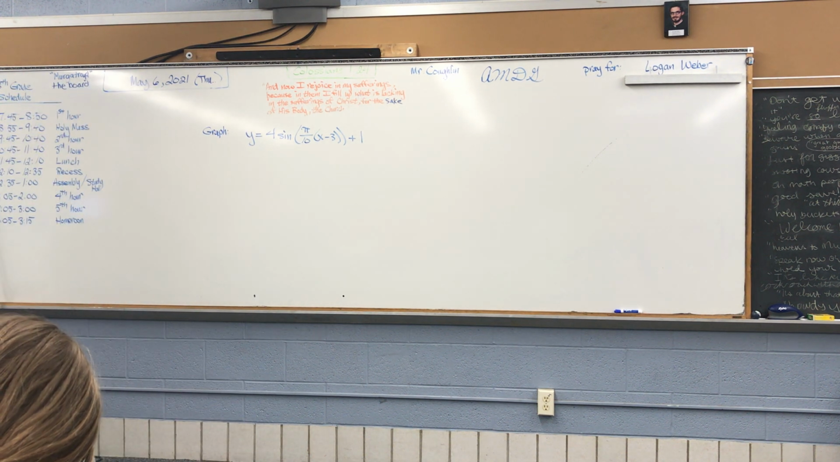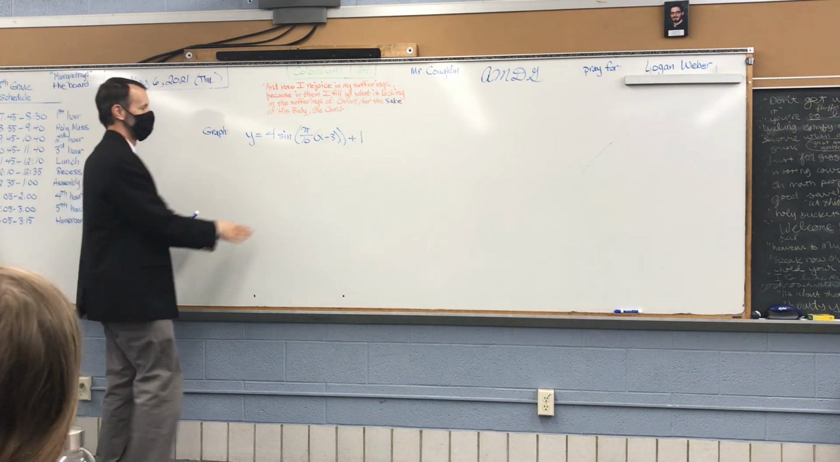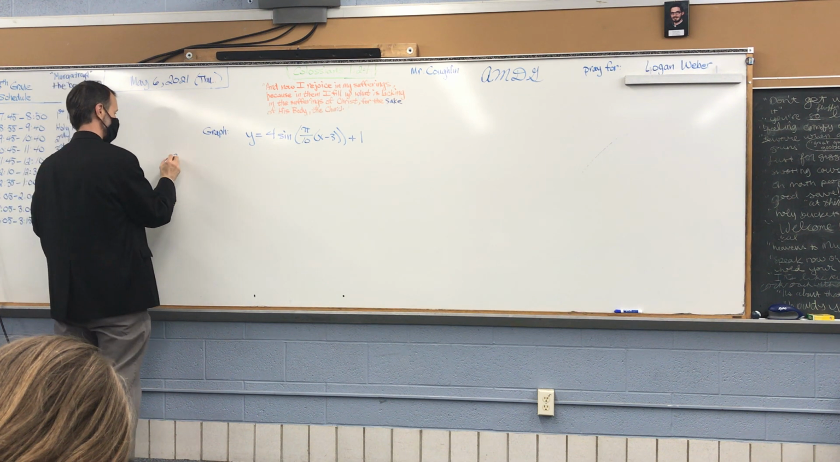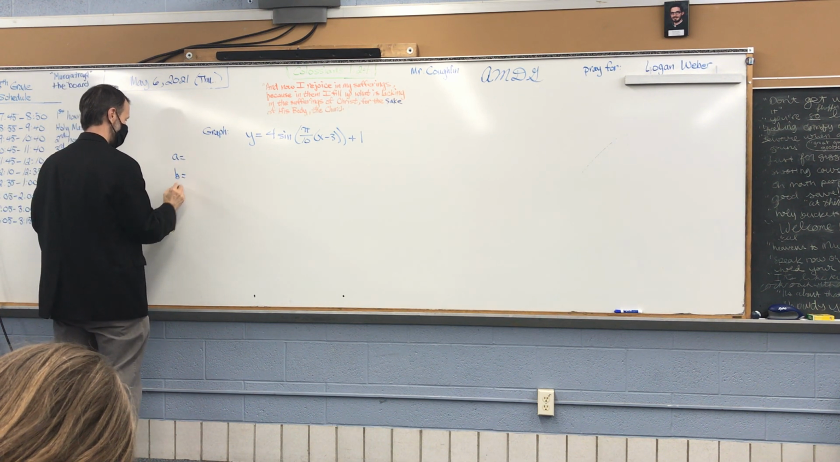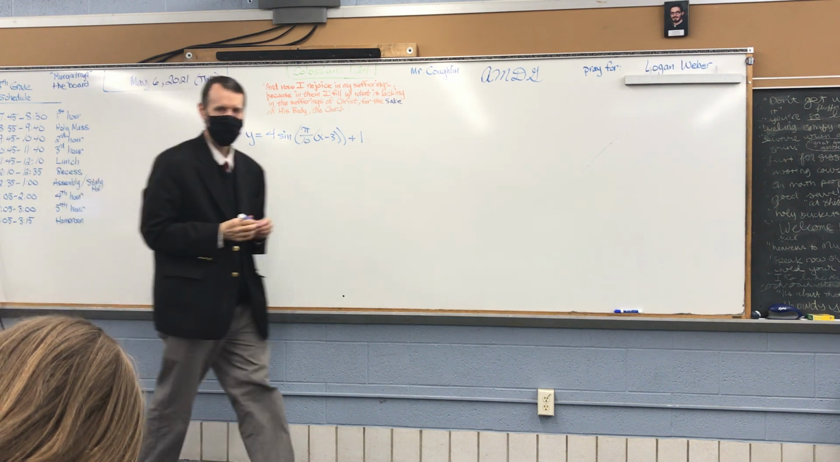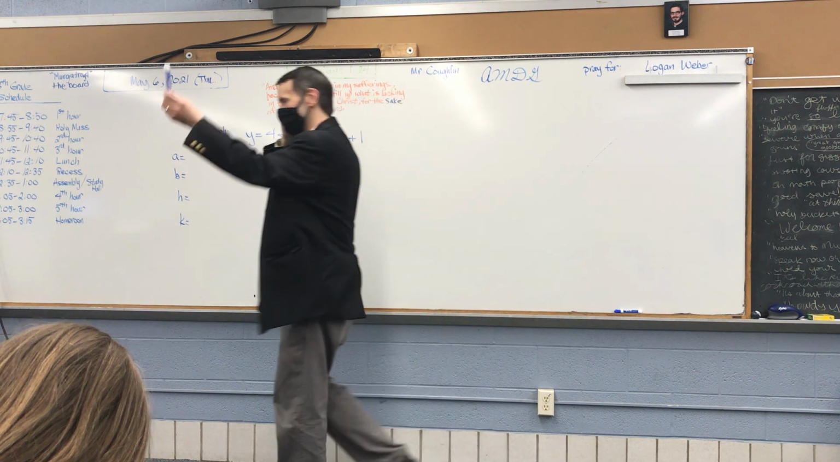This is a full-fledged standard form graph. First things first. Can anybody identify the four numbers A, B, H, and K in order? Go.